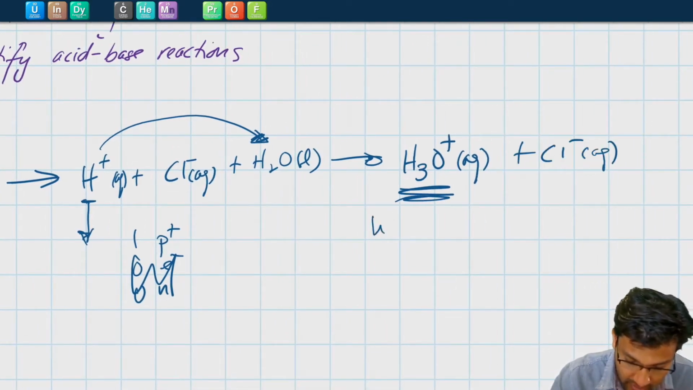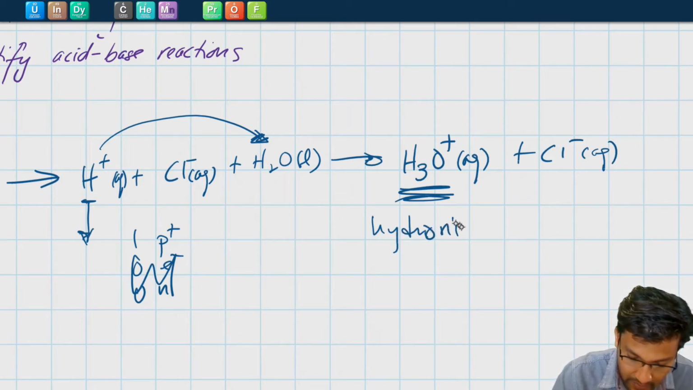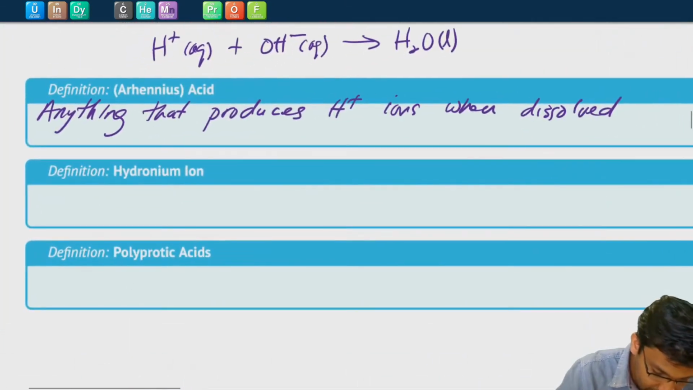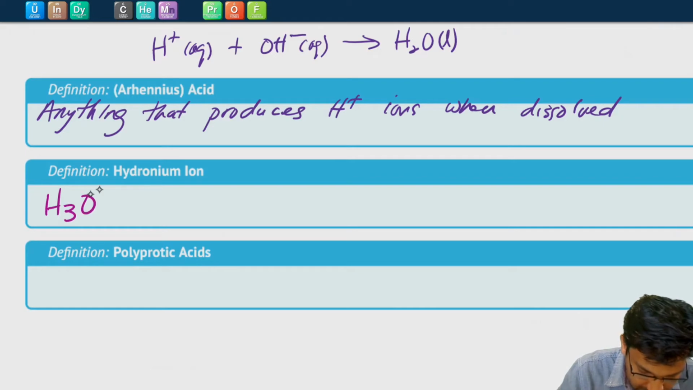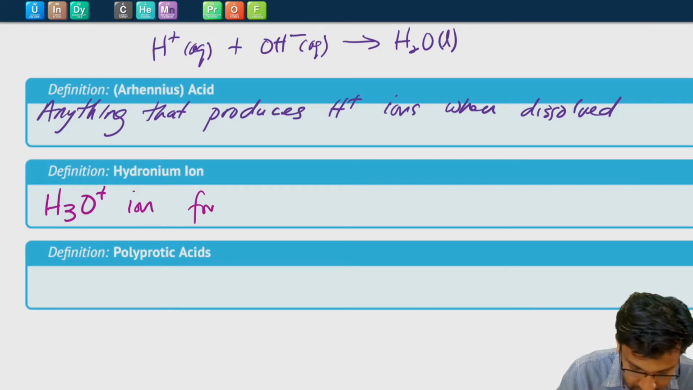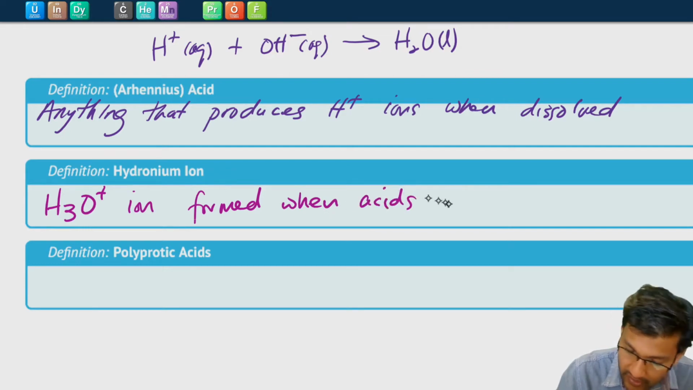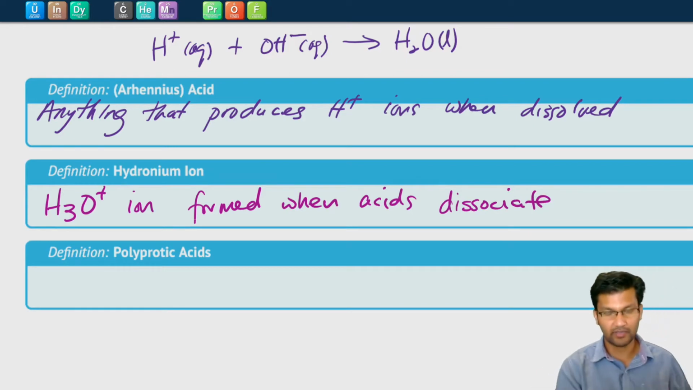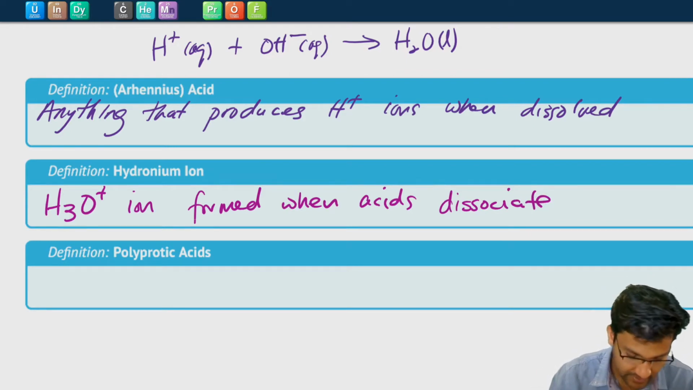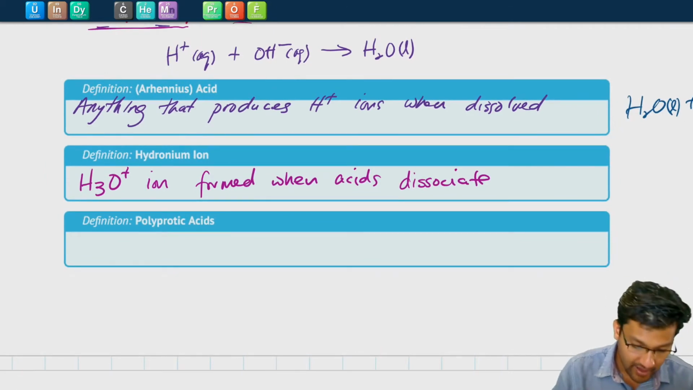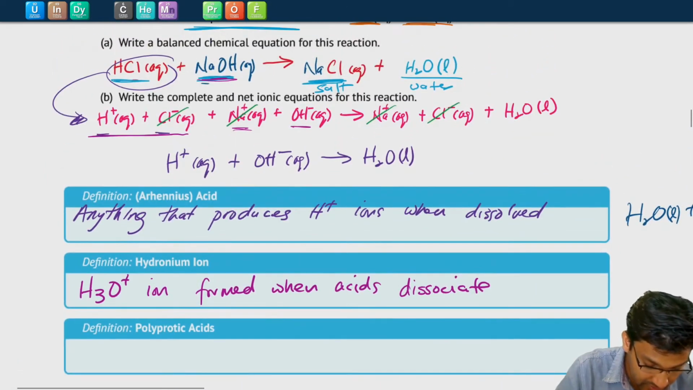And this is what we call a hydronium ion. Hydro from water, hydronium ion. So the hydronium ion is basically the H3O plus ion formed when acids dissociate, or break apart, into H plus, and it's formed from H plus. So anything that forms H plus is an acid.